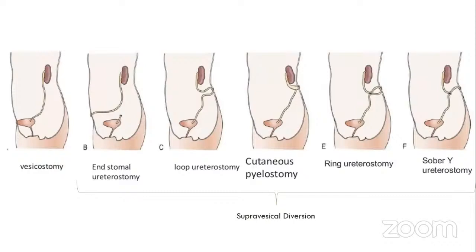Then loop ureterostomy. The problem with loop ureterostomy is ischemia of the ureter. Then cutaneous pyelostomy is the best type, but we need a dilated pelvis in this case. And ring ureterostomy and Sober Y ureterostomy. In these, bladder compliance is maintained because some part of the urine is going to the bladder.